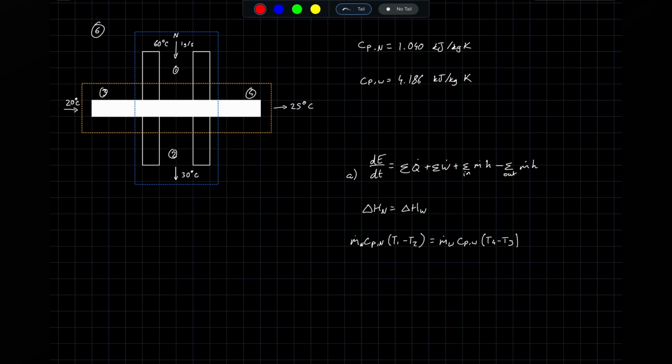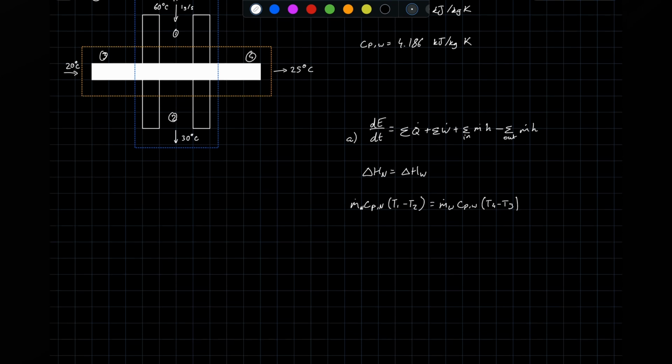So this minus here basically flips the two temperatures around, because these two numbers should be positive, and obviously if you do 30 minus 60 you would get a negative number, but no, here both numbers should be positive, so that's why we do that.